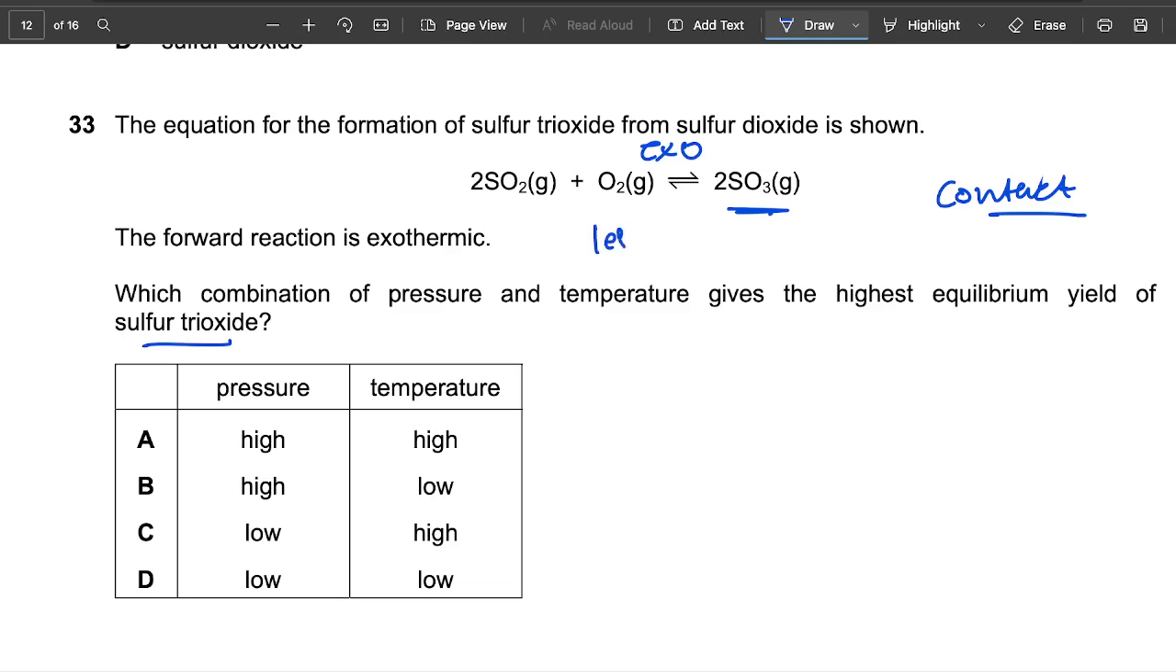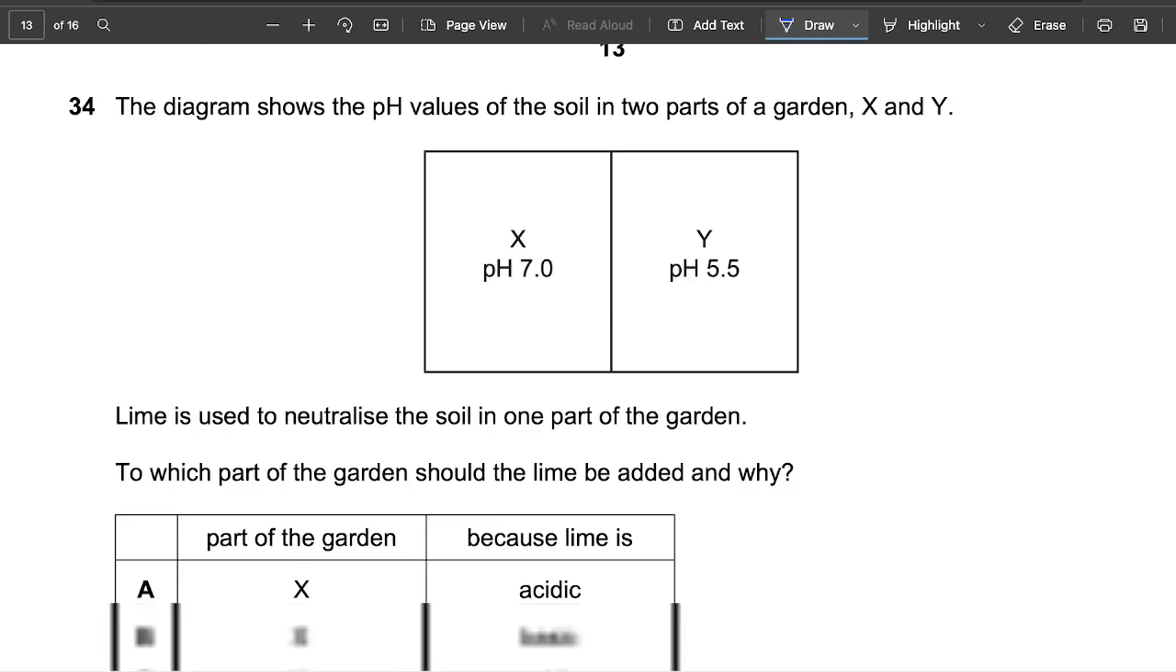So meaning we need less temperature. Okay, and the mole ratio is 3:2, so more pressure. So the pressure should be high, temperature should be low. Answer is B. Very easy question. Move on to the next question.